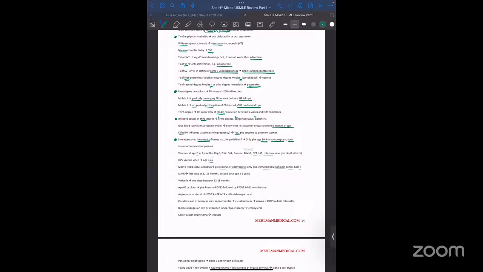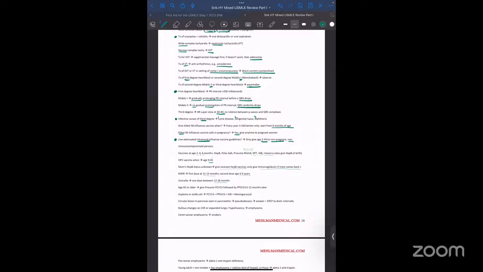MMR, first dose at 12 to 15 months, second dose at age 4 to 6 years. Yes, it's a live vaccine, so we give it at 1 year. Second dose at age 4 to 6 years. Okay. Varicella, again, live vaccine, so one dose between 12 to 18 months.